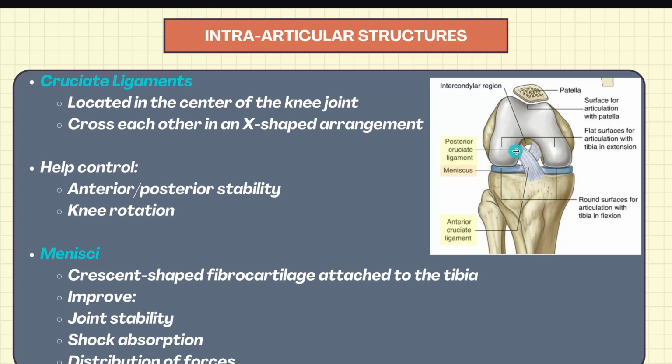If you want to know what ACL and PCL mean, ACL is the anterior cruciate ligament, and the one in the back is going to be the posterior cruciate ligament. And these help with anterior and posterior stability and knee rotation. The menisci are crescent-shaped fibrocartilage attached to the tibia. You can see here, these are the two menisci over here. And what's the purpose of these? It's for shock absorption. So when someone jumps, these menisci absorb this shock, and they distribute the forces.